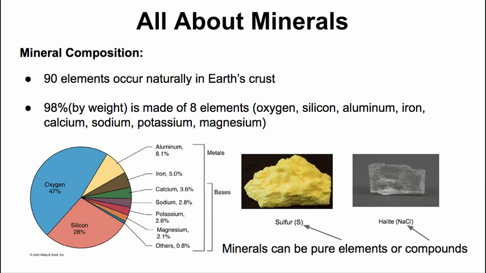When we look at oxygen and silicon, these make up the biggest percentage together of the elements in the Earth's crust. They also make the biggest group of minerals, which are known as silicates. So minerals can either be pure elements, like sulfur, or they can be compounds. So 2 elements bond together to form a compound, such as halite, which is NaCl.